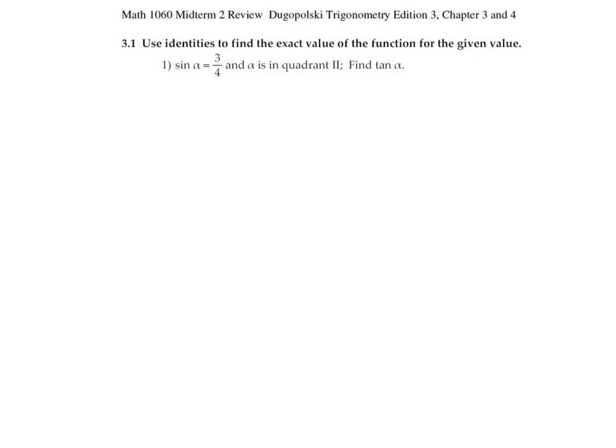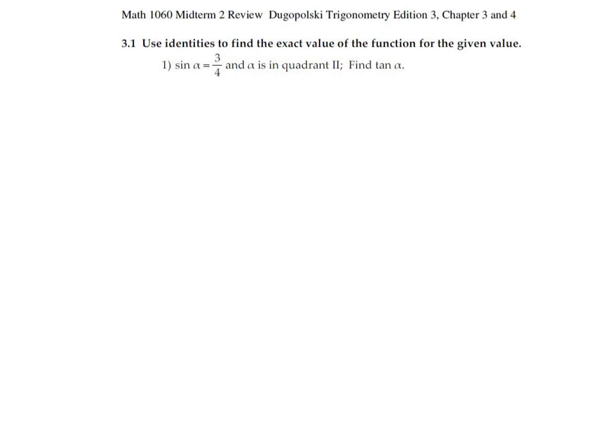Okay, let's start this key. This is the key for the identities, chapter 3 of the Dugopolski Trigonometry edition 3 book. 3.1, starting off, use identities to find the exact value of the function for the given value. We're given sine of alpha equals 3/4, and alpha is in quadrant 2, and we're asked to find tangent alpha.